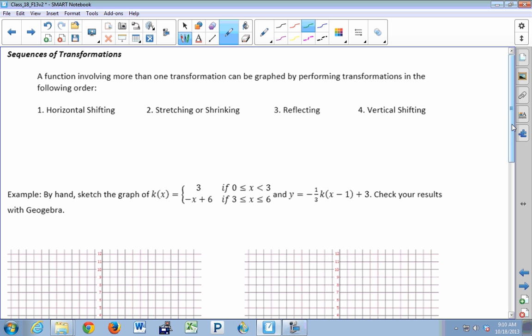And now let's get into today's topic, which is a sequence of transformations. Some books call this multiple transformations. We're going to do more than one transformation on your original function. All right, a function involving more than one transformation can be graphed by performing transformations in the following order. Now, I'm going to put a little caveat with this.